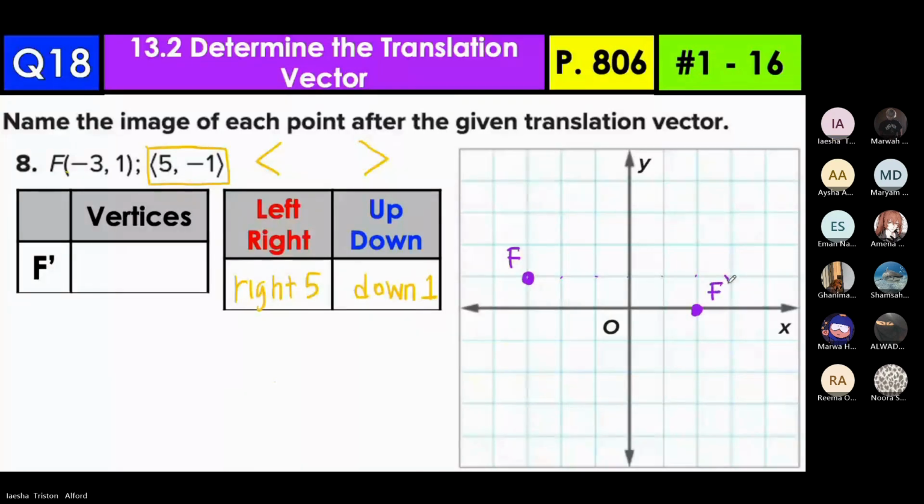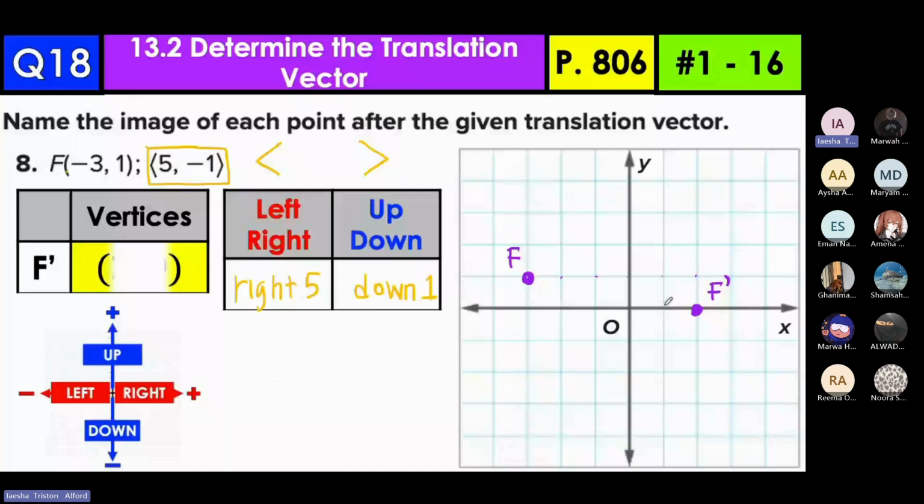So F prime. Where is F prime? Right 2 and then... oh wait, no, sorry. Right 2 and then 6. So +2 and 0. Okay.